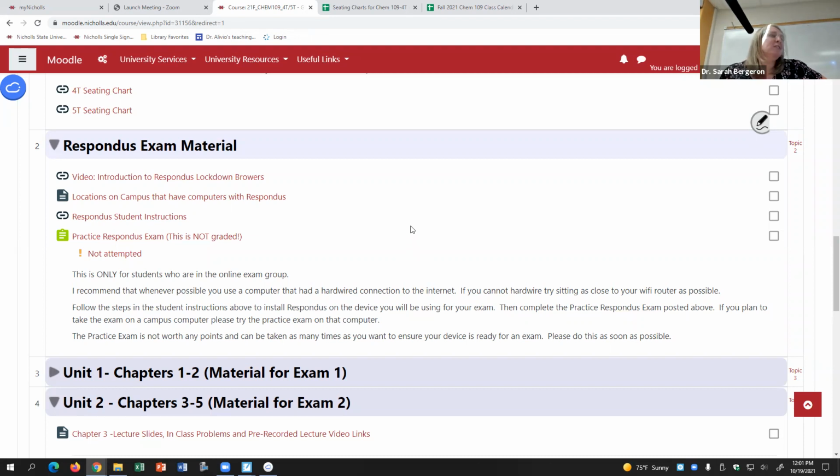It doesn't count for points. You could take it as many times as you want. It's just to make sure your system is working, your webcam is working because it's monitored with a video, that you know what it's going to look like, and how you're going to access your exam. It's just so that you've seen it once before you actually have to take the exam. It kind of eases your nerves a little bit, I think.